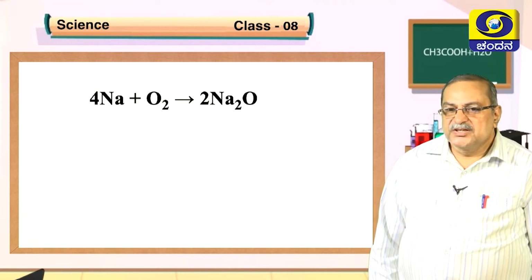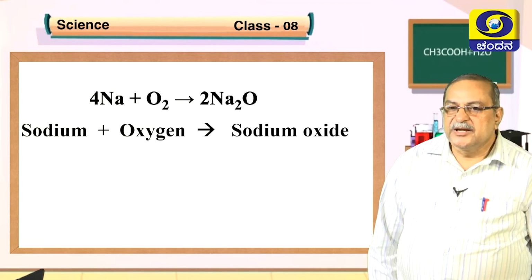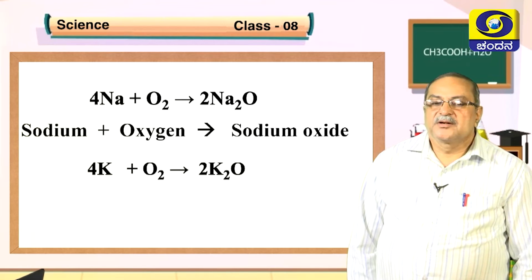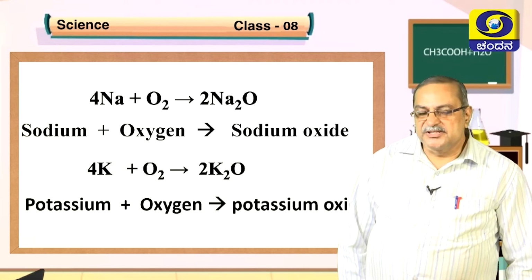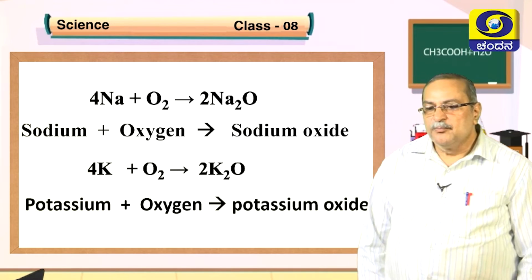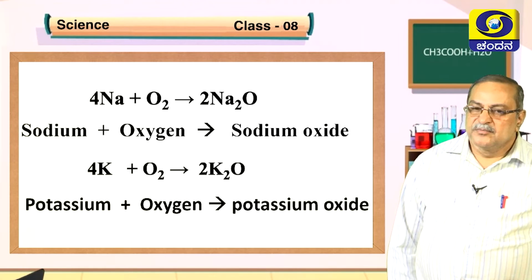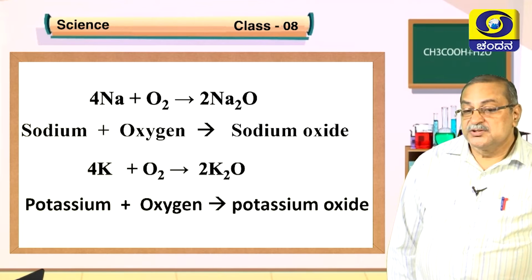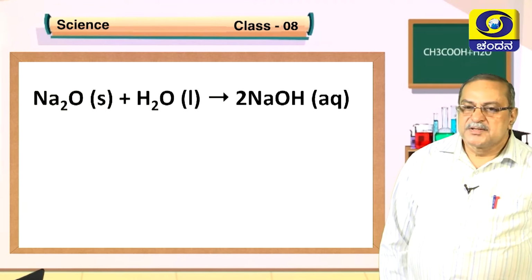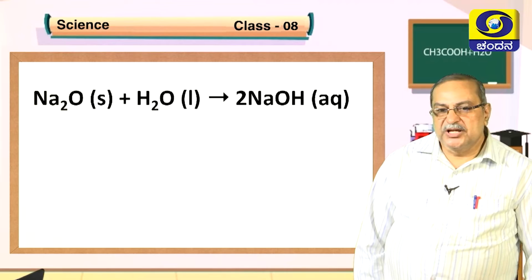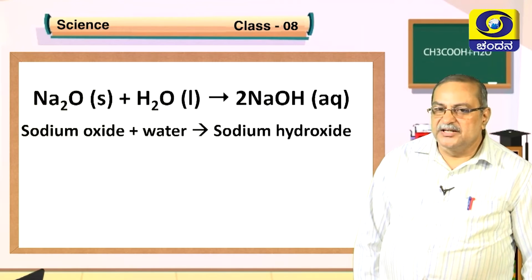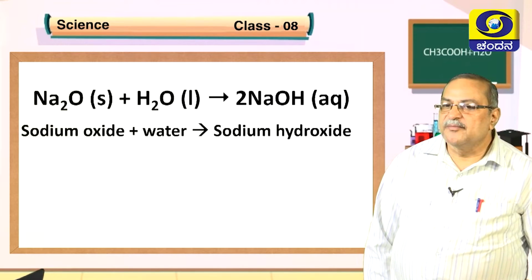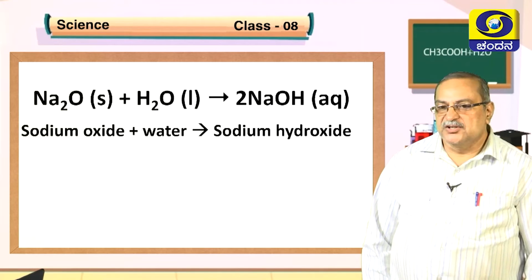Sodium reacts with oxygen to form sodium oxide. So here, potassium plus oxygen. Potassium is reacting with the oxygen to form potassium oxide. 4K plus O2 gives 2K2O. So here Na2O, sodium oxide, plus water, when it is dissolved in it, gives sodium hydroxide, NaOH solution.